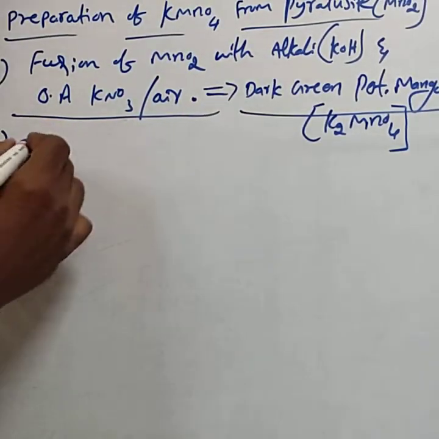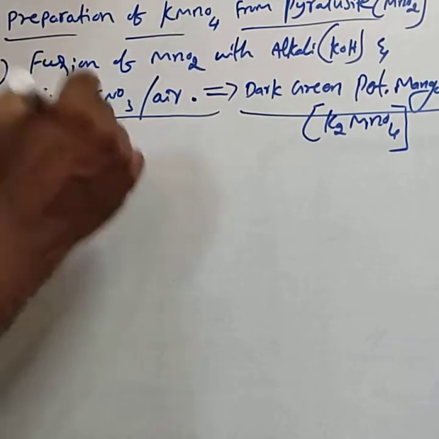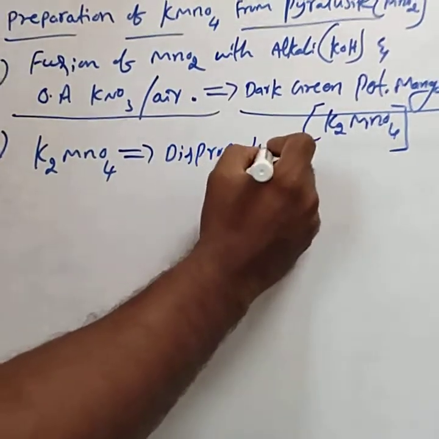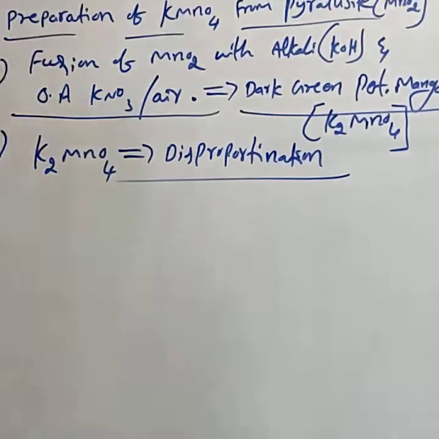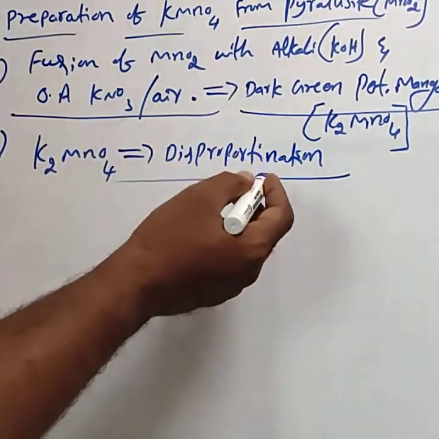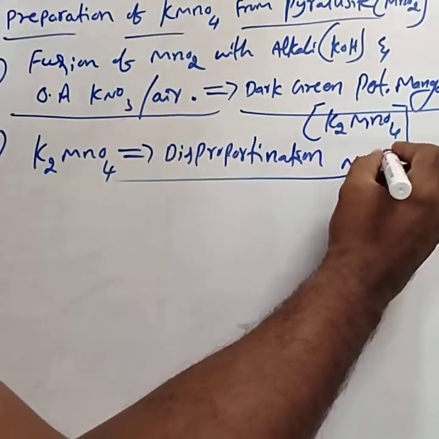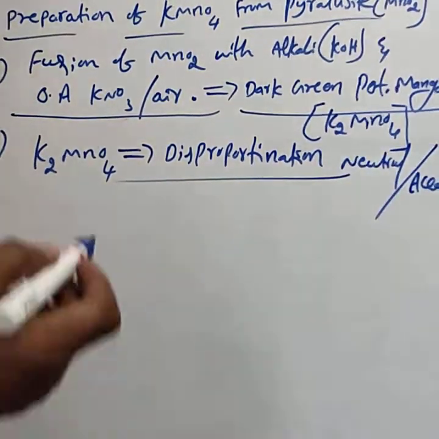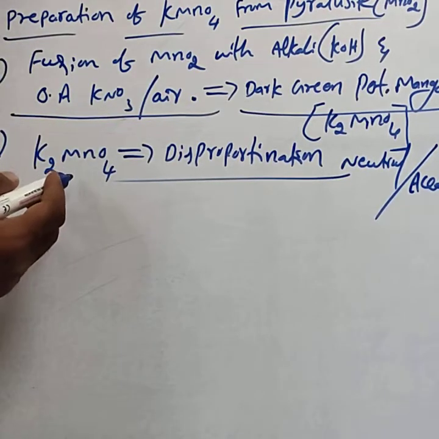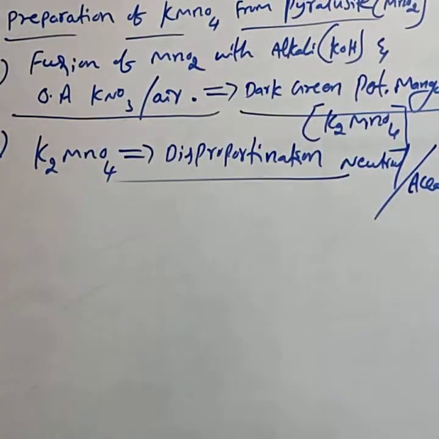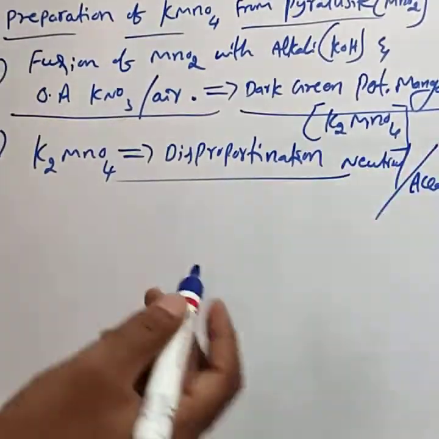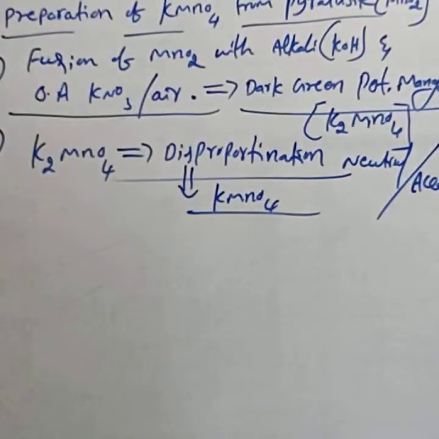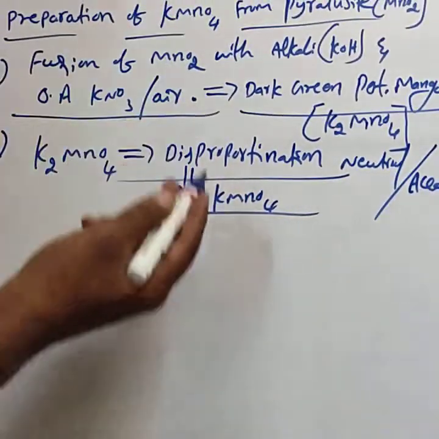The second step: the formed potassium manganate undergoes disproportionation, either in neutral medium or acidic medium, to form potassium permanganate. Then you can write the reaction.